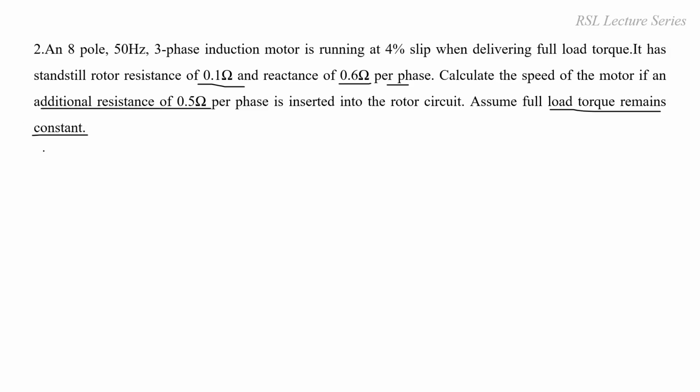So for that, first we will write the given data. The number of poles P is equal to 8, frequency F is equal to 50 hertz, and this is a slip corresponding to 4%. That is, this is a slip corresponding to the normal value of the rotor resistance when additional resistance is not added. So 4% means 4 by 100, 0.04. And it has a rotor resistance R2 under normal conditions of 0.1 ohm per phase. Similarly, rotor reactance is also given as 0.6 ohm per phase.